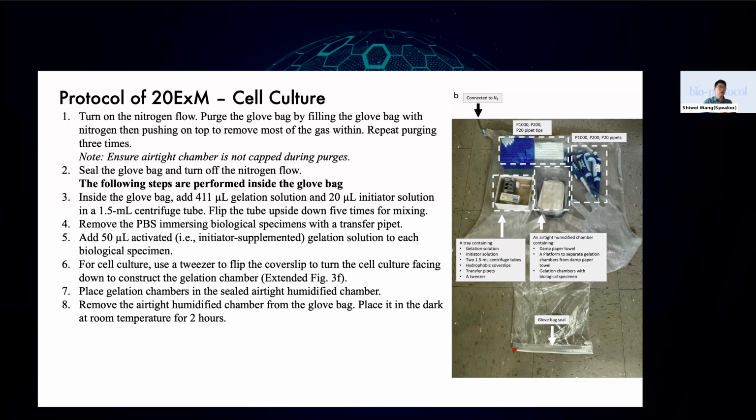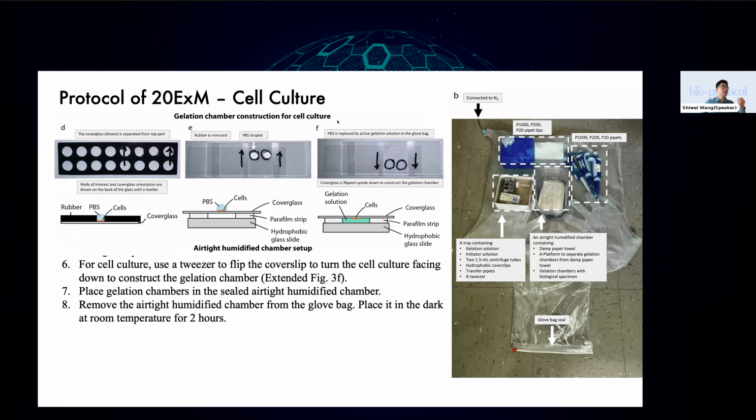I will use 50 microliter for the 16 chambered glass and 100 microliter for the 13 millimeter round cover glass to basically cover the cell, and then use the tweezer to flip the cover slip on top of the parafilm strip to construct the generation chamber. So that's from step E to step F.